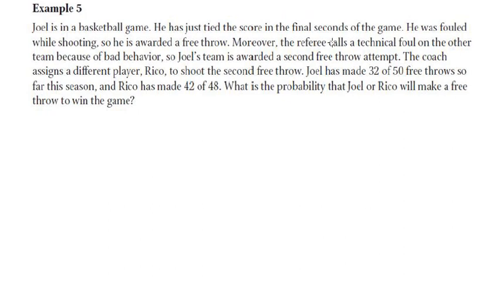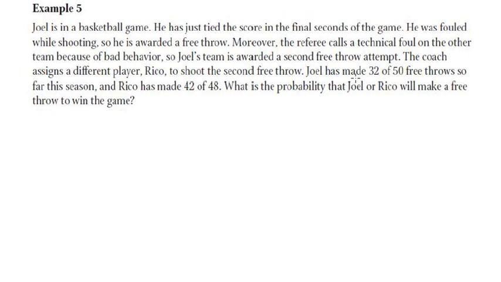So in a technical foul, the reason this question is so specific is you can choose who shoots the free throws, often, most of the time, unless it's assigned toward a specific player. But in this situation, it was like a team foul overall. So the other team gets to pick who shoots the free throw. So the coach assigns a different player, Rico, to shoot the second free throw.